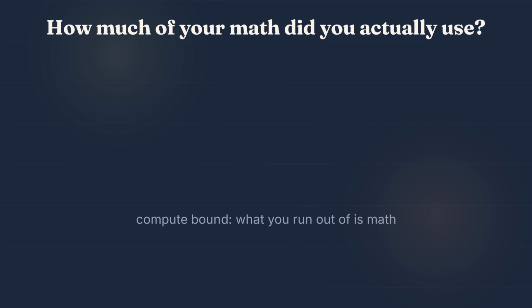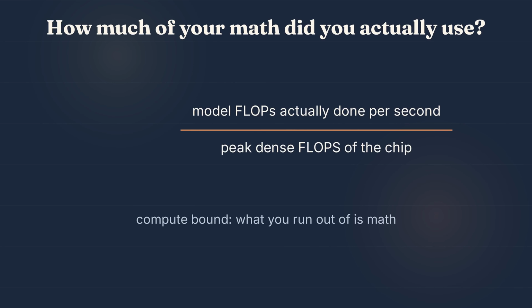Reading your prompt is compute bound, and we worked that out a couple of episodes back. So the thing you run out of there is math. So how much of your math did you actually use? You take the operations your model really did in a second, and you divide by the operations the chip can do in a second, and that's the whole idea. And it's called model flops utilization, and everybody says MFU.